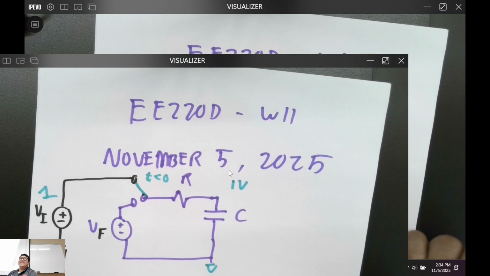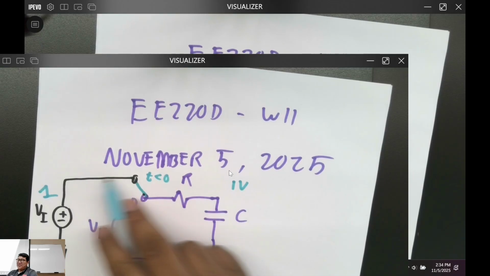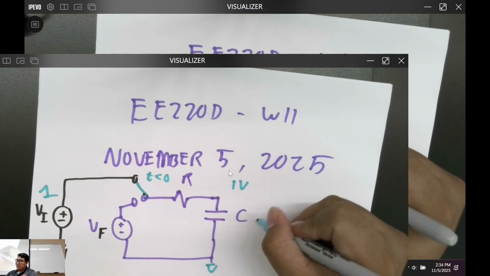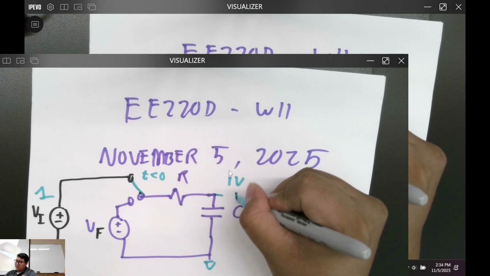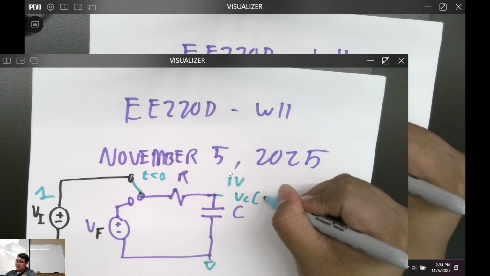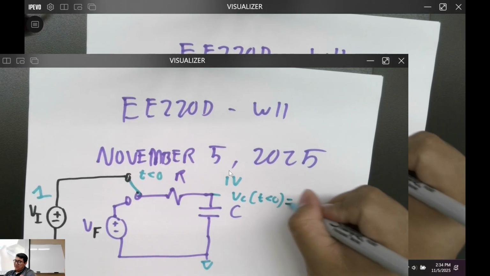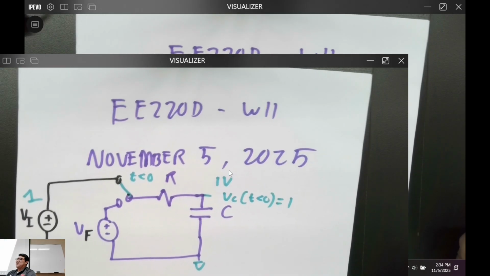And why? Yep, we're charging the capacitor to 1 volt, right? And now it's got 1 volt. So our initial voltage right here, I'm going to call this one VC, right? At T is less than 0, before we start switching, it's going to be 1 volt. Is that good with everybody? Is everyone following what we're trying to do? This is going to be on your homeworks.